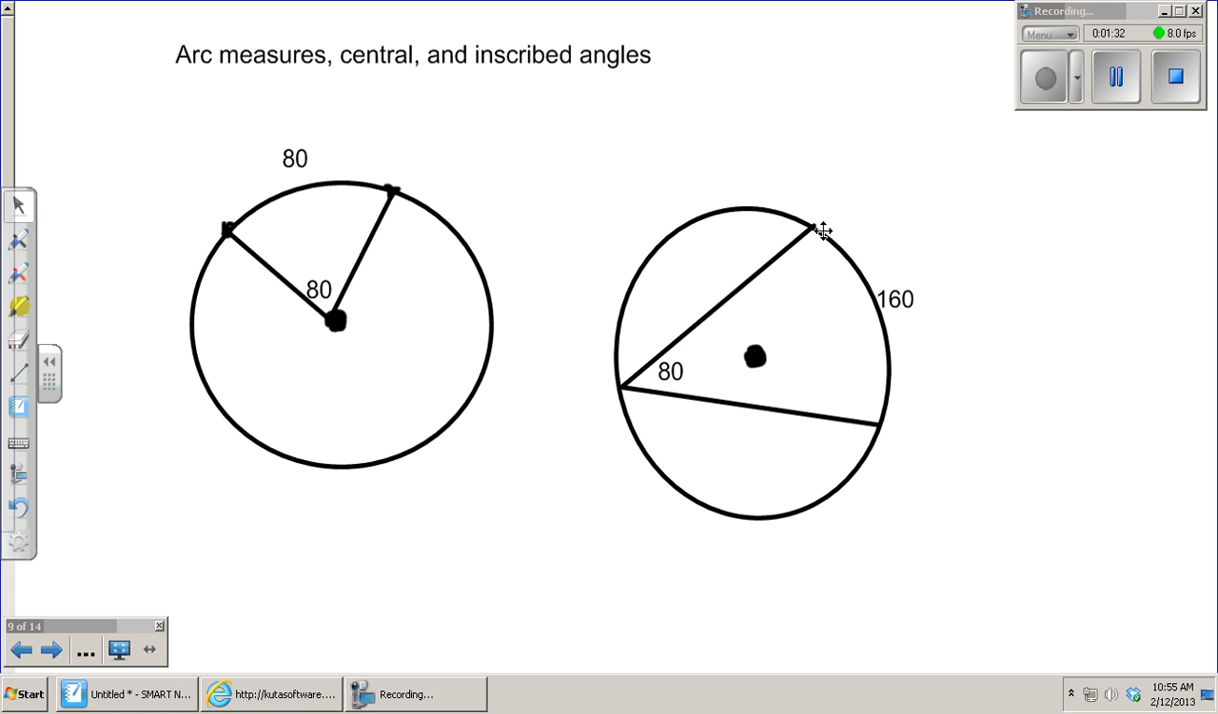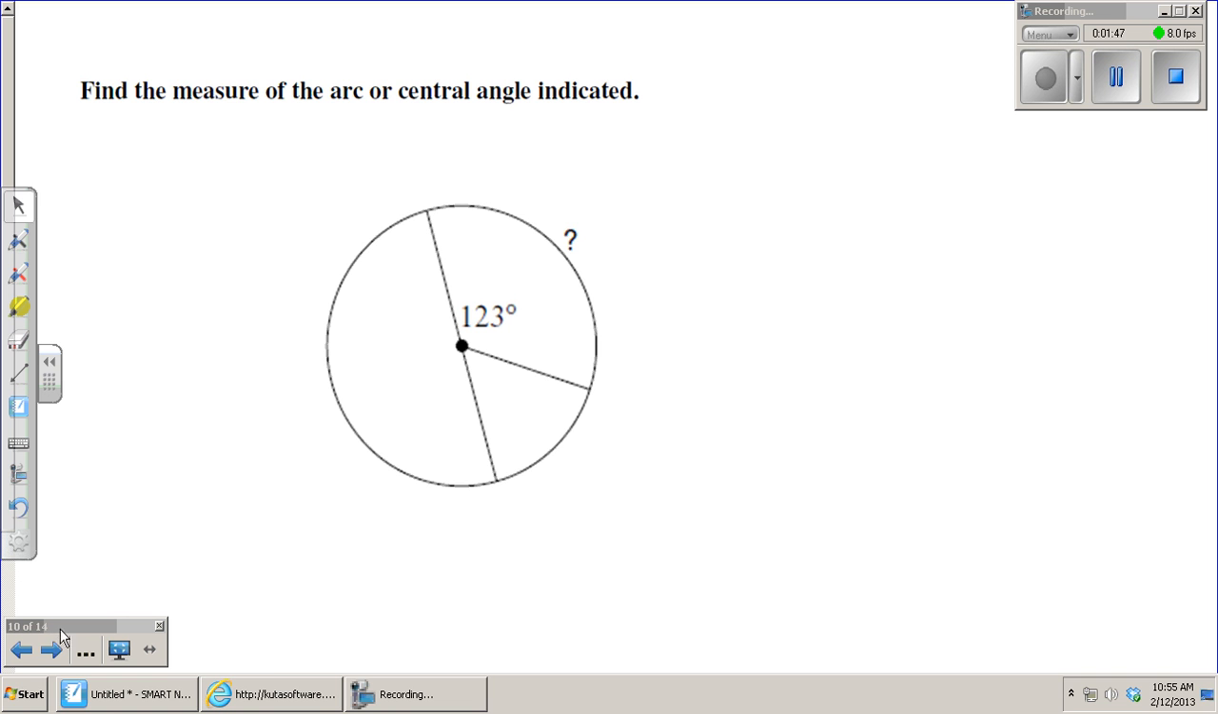Now for an inscribed angle, see how it comes down, touches the circle and goes back. An inscribed angle, the angle is going to be half of the arc. See, this is 160 degrees. Half of that is 80. Alright, so let's look at how this works. Let's do a few problems.